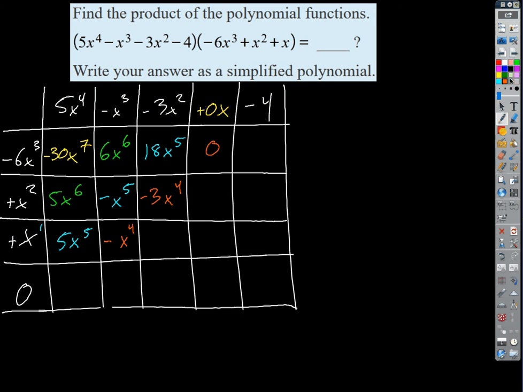Okay. How about here? Somebody, I don't care, you guys just pitch in. 10x to the 4th. x to the 5th. x cubed. Remember, you're not adding, you're multiplying. So here you're going to get 0, right? Here you're going to get negative 3x to the 3rd. Okay. And then I didn't even fill these in, but that's a 0, isn't it? And that's a 0, right?